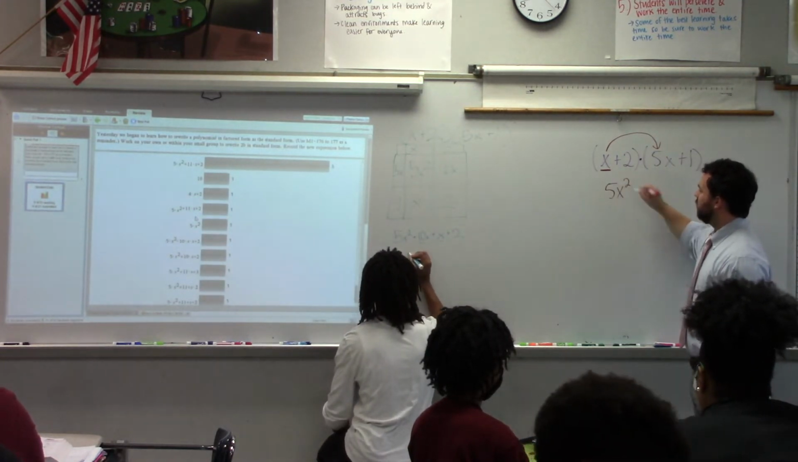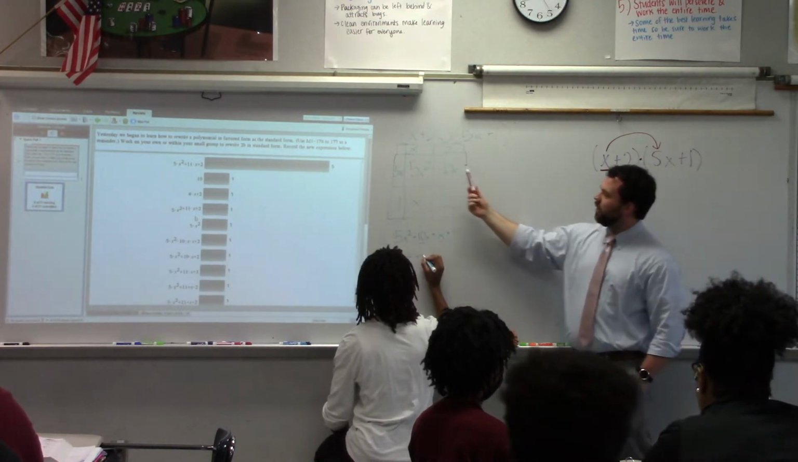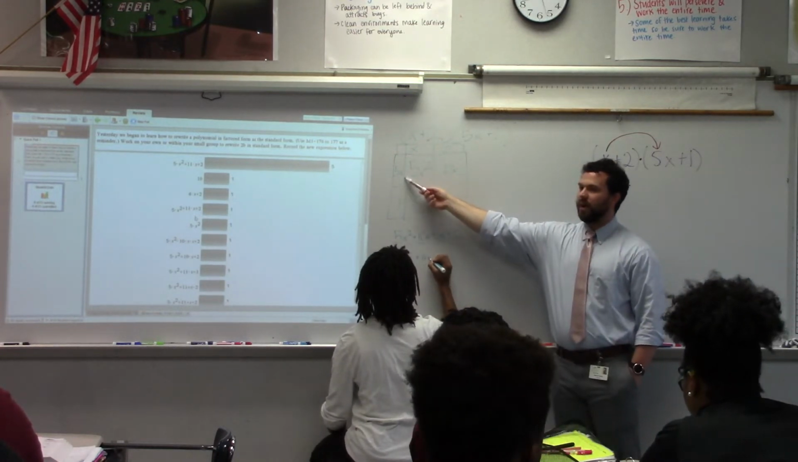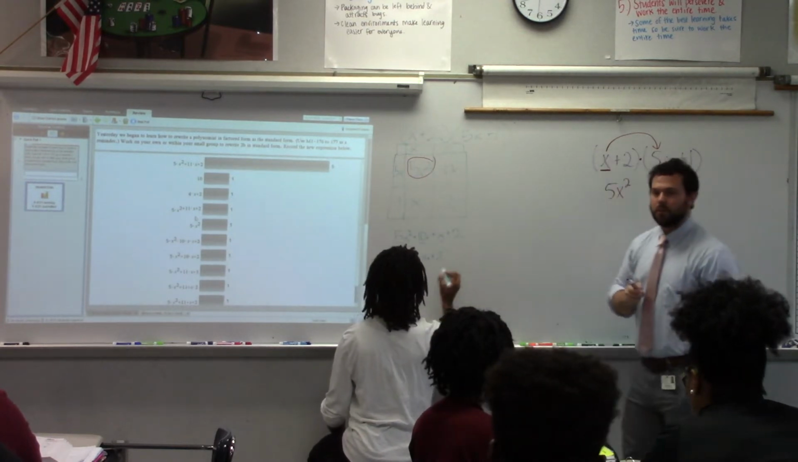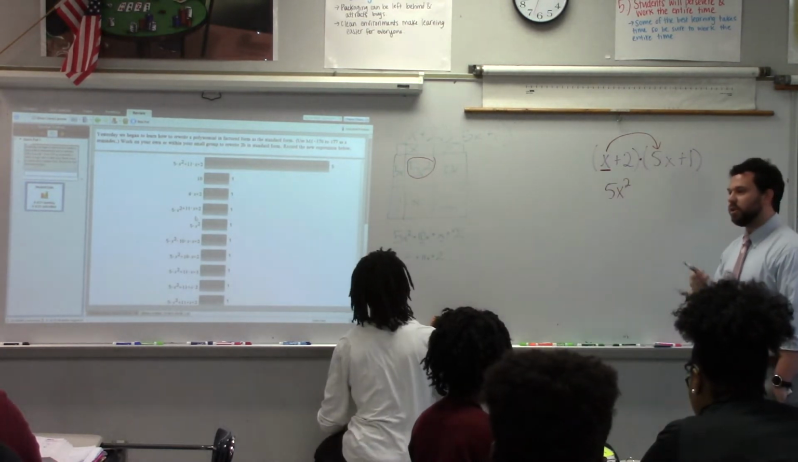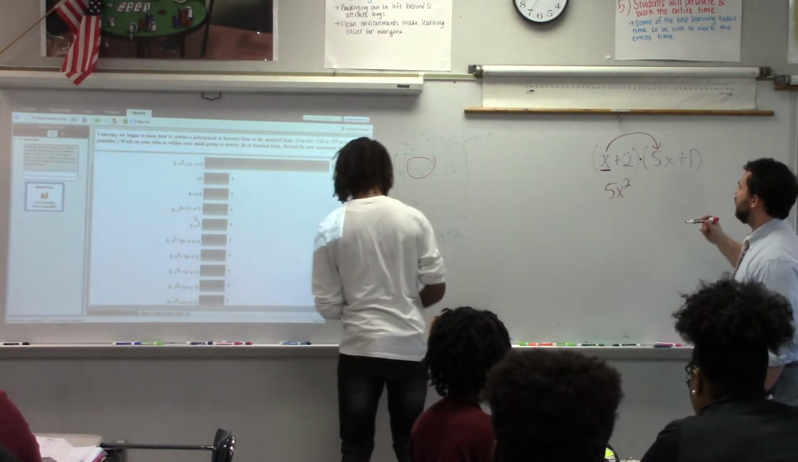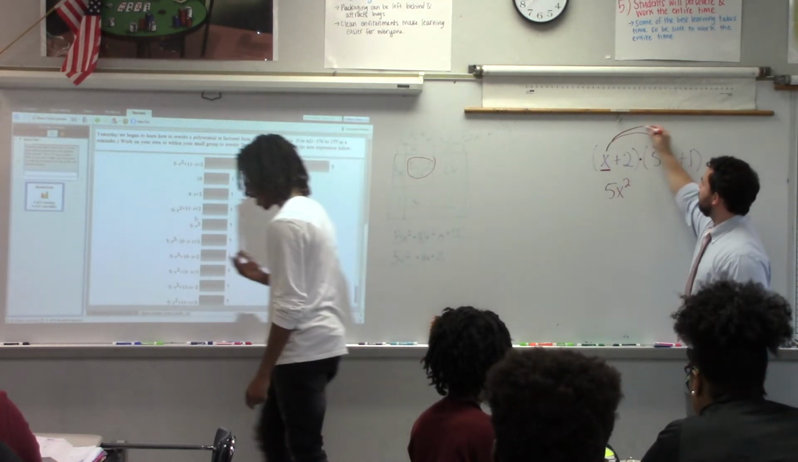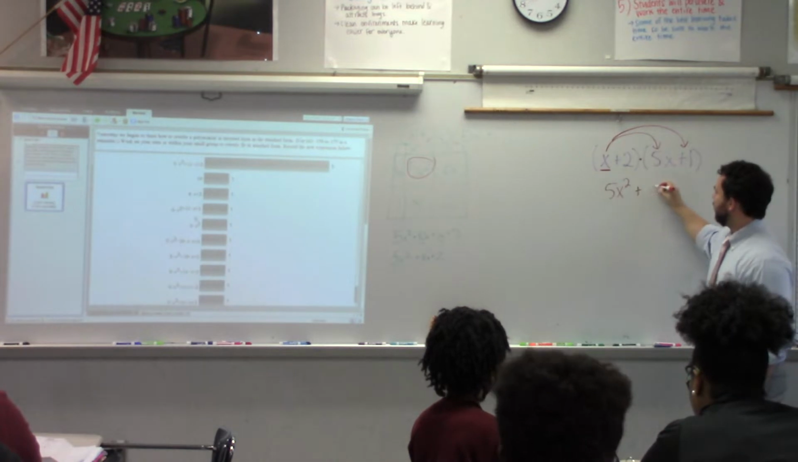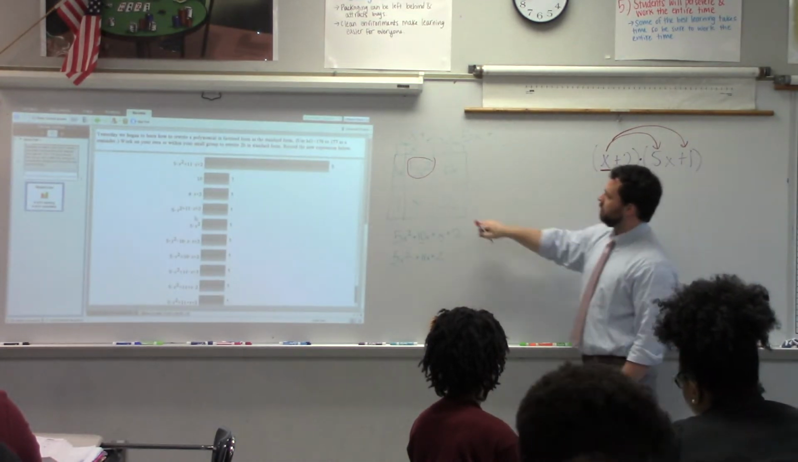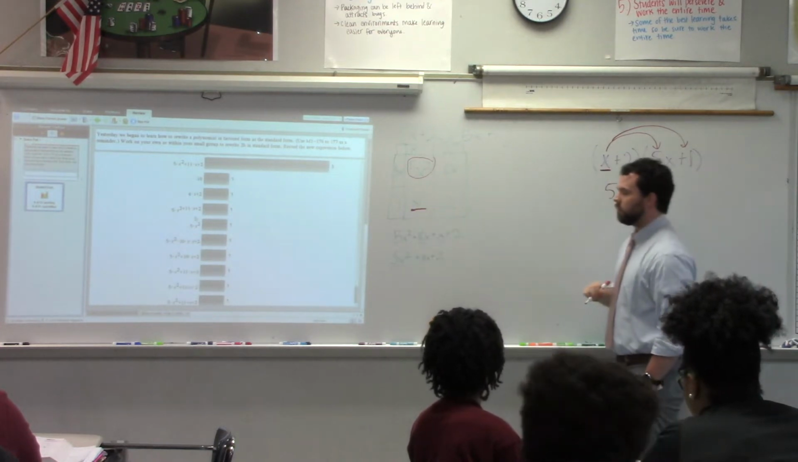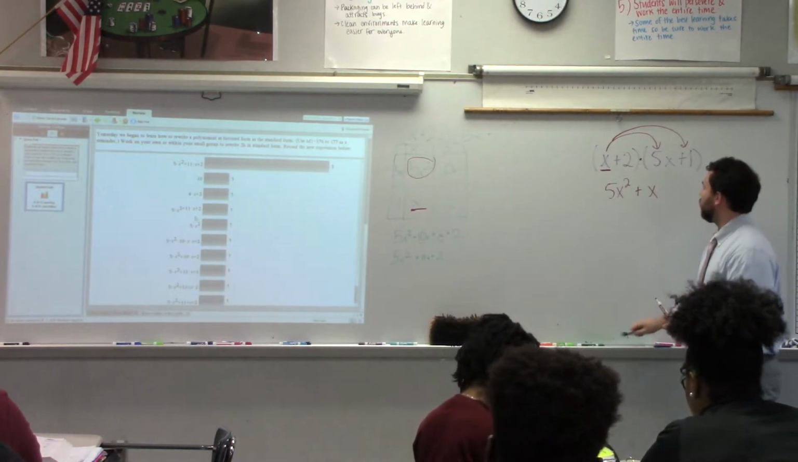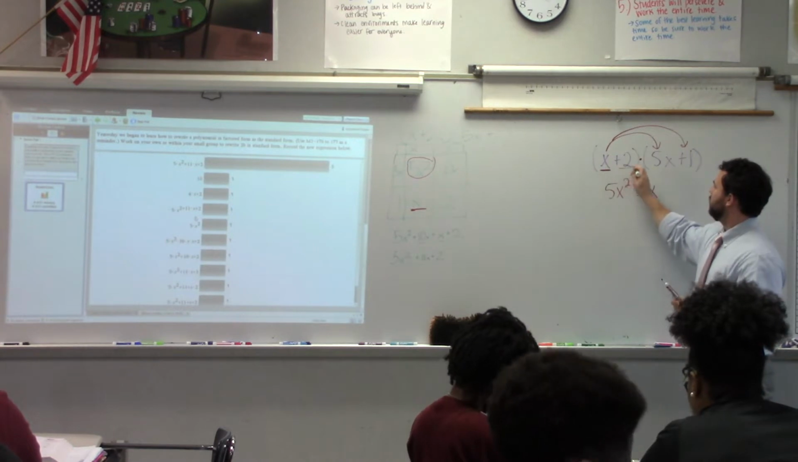5x squared. Notice over here with Keyshawn's method, right? x times 5x gives him 5x squared. They're not different, they're the same, just showing it in different ways to help you. Now, x times 1, 1x. Notice, x times 1 gave 1x there. Then, again, you can color coordinate if it helps.